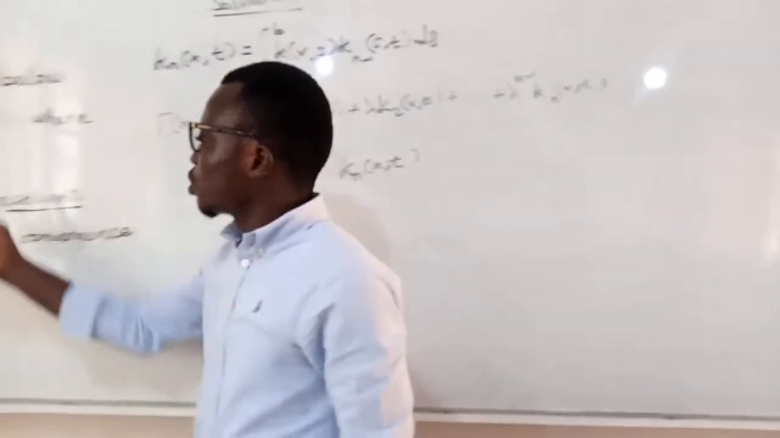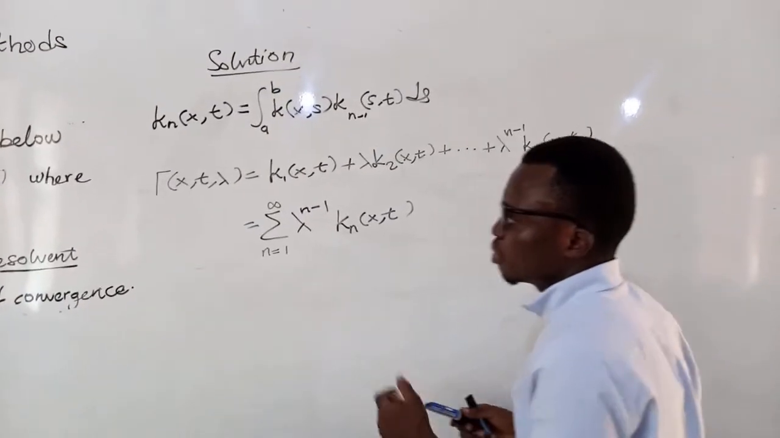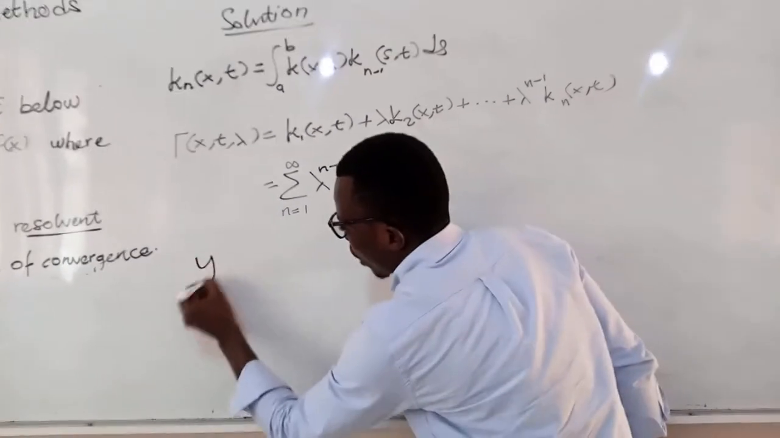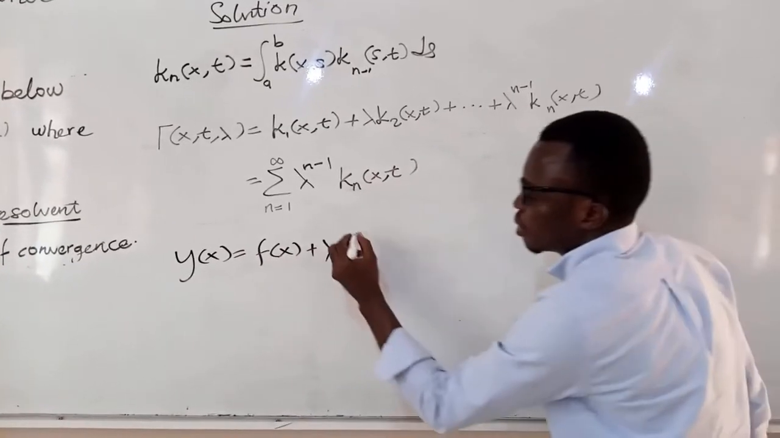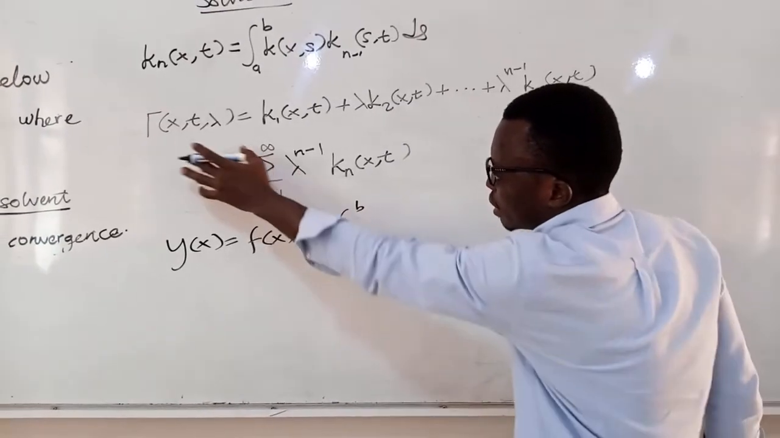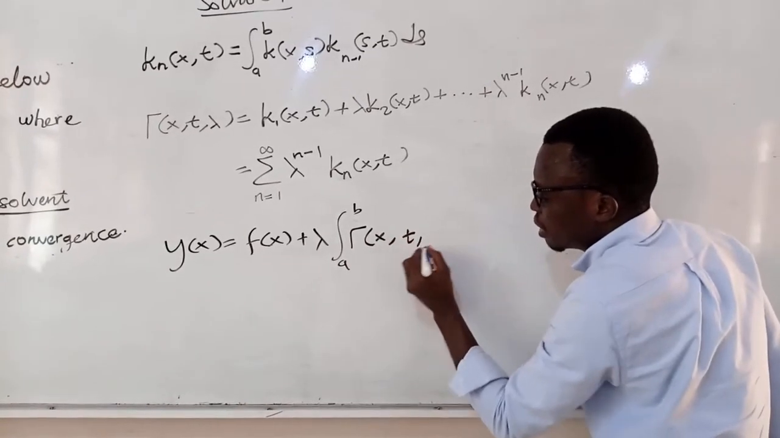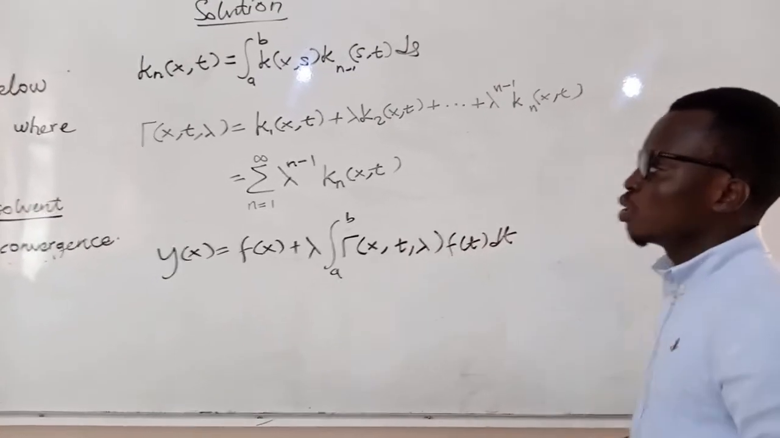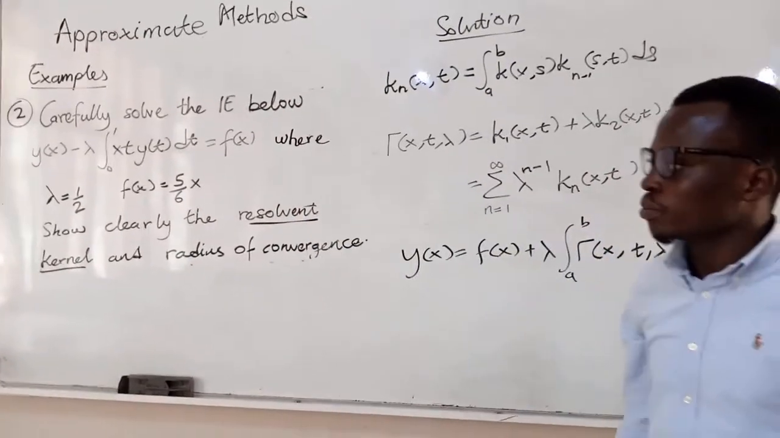And to get the solution for this integral equation, we said that the solution will come out, using the approximate method with the kernel, as y of s equal to f of s plus lambda integral from a to b of the resultant kernel gamma of s,t,lambda times f of t dt. So these are the three relations we are going to use to solve this integral equation.